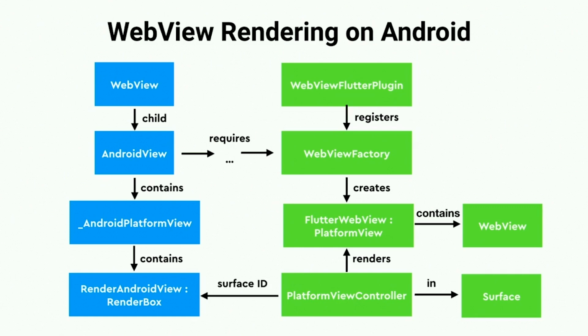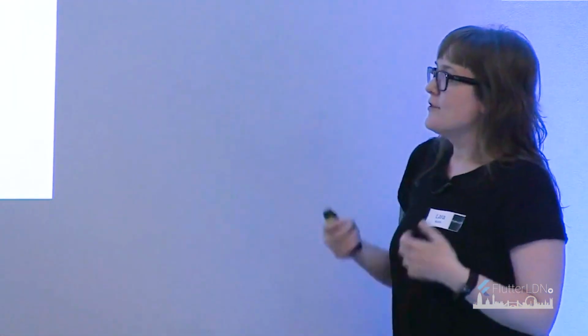So finally, the render Android view is the one that will draw the native web view, all the contents, on the screen. And how is it going to do that? It's going to use the data that is contained on the surface, accessing it via an ID, and it's going to read all the data and display it on the screen. And if you think about it, this is for every single instance of the web view. So for me, that's the reason why it's so expensive. That's an expensive operation.